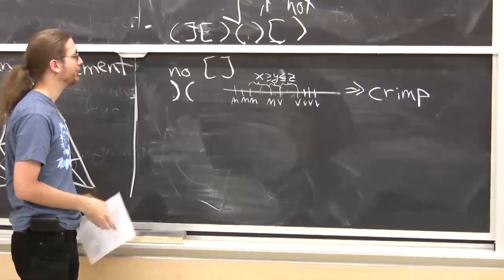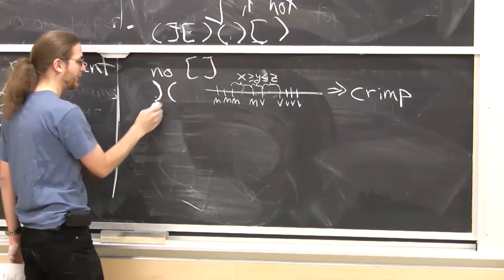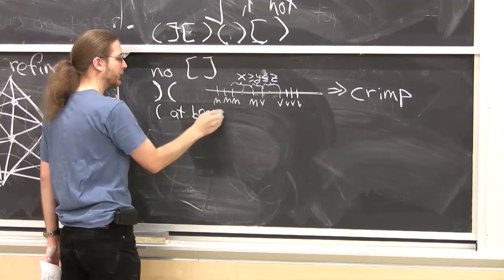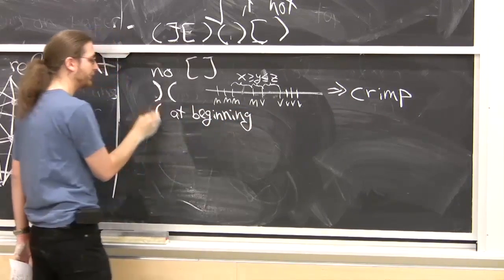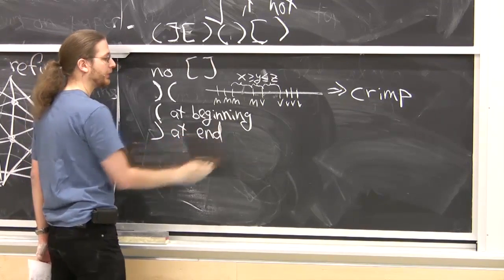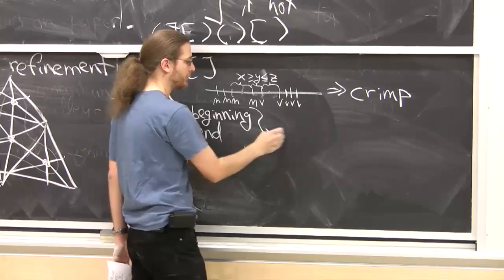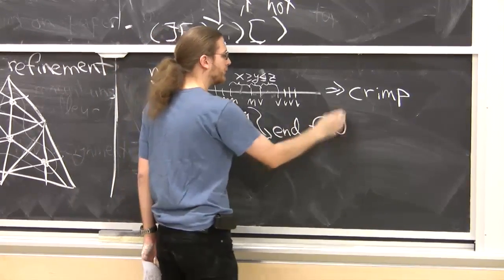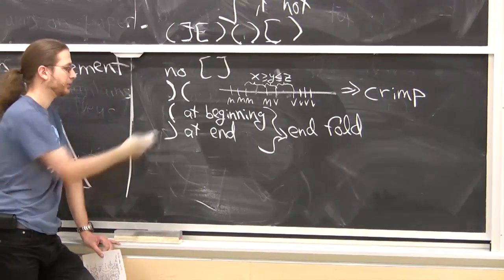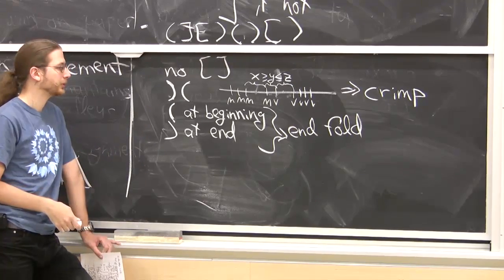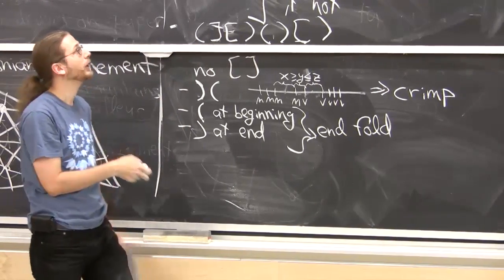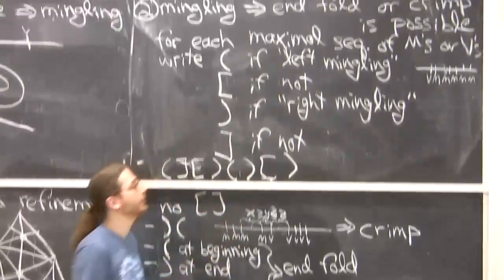The other thing that I'm really happy with is if I have an open curved parenthesis at the beginning of the string, or a right parenthesis at the end of the string, because that means I can do an end fold. Right, because that means you have a very short segment at the very beginning, so you can just fold it over. This means you have a short segment at the end, just fold it over. Okay, so as long as I can find one of these three things, I am golden. I have what I want, which was an end fold or a crimp.